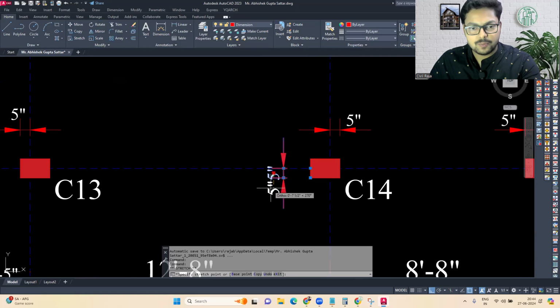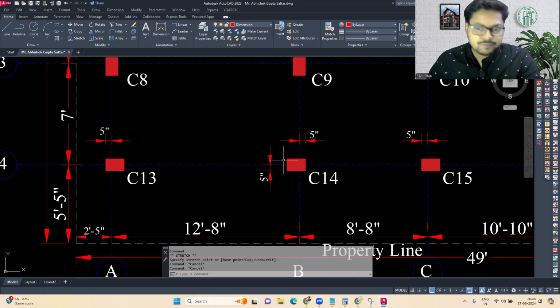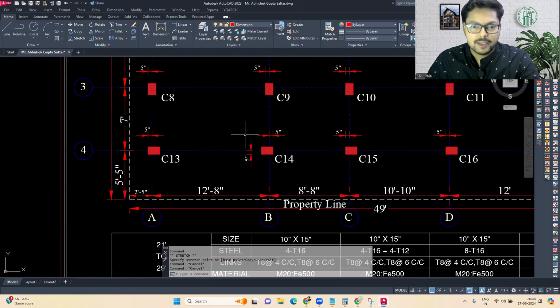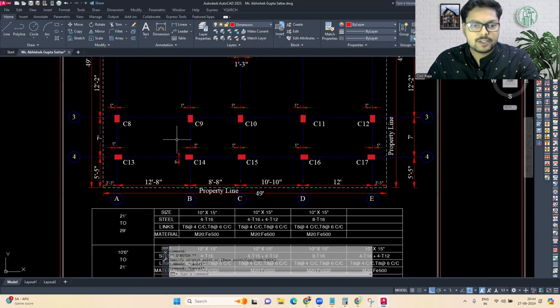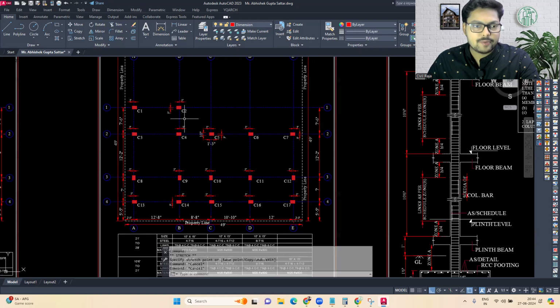If you want to place it over here so that it can be clearly visible, you can also do that. Okay, so whatever you draw, try to draw it in such a manner that everything is clearly visible to your client. Okay, that's the only trick that we have to follow.